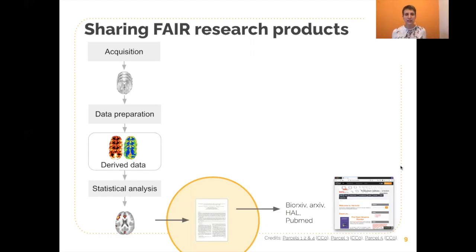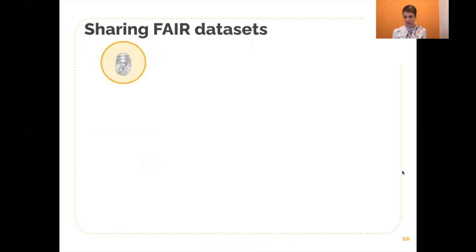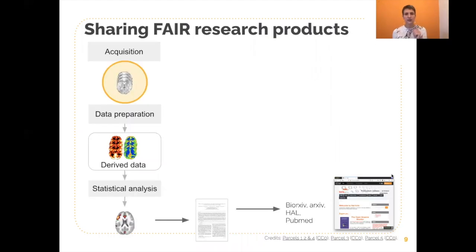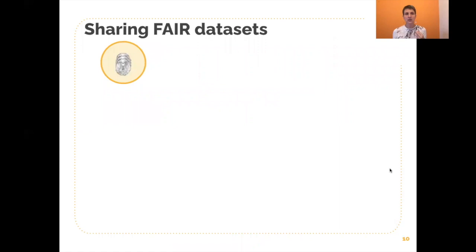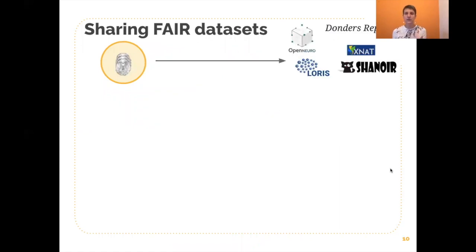Well, in the other talks, you've heard about working with large data sets. And one obvious research product that we might want to share is the raw data. So here we have our raw data, and there are a number of databases out there that will let us share that raw data. So OpenNeuro is an obvious one, but there are also alternatives, especially in Europe.